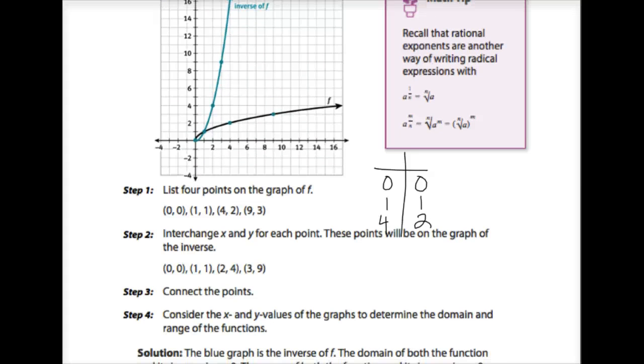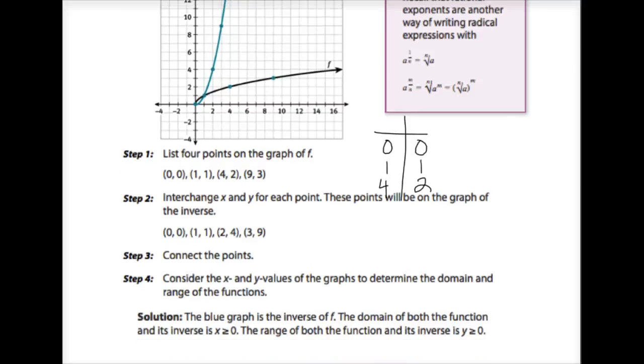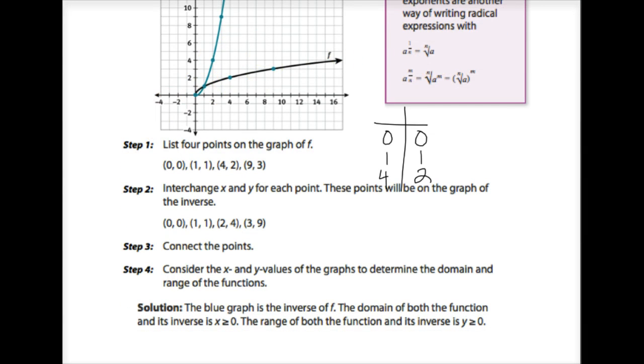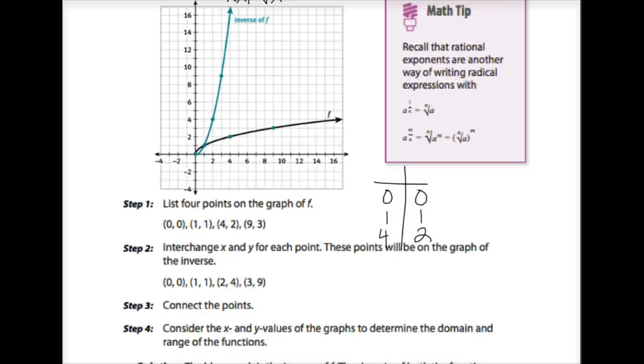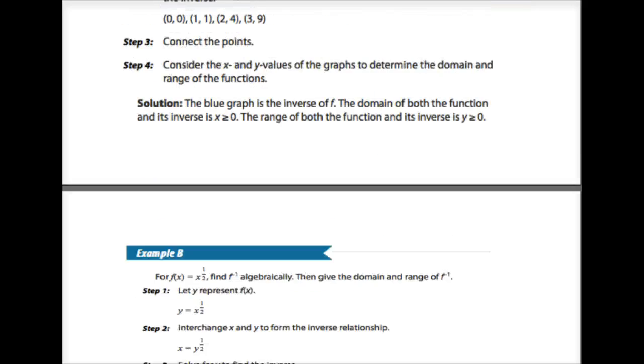It says, consider the x and y values of the graphs to determine the domain and range. So domain and range of the original we already did in lesson 25.1. So its domain and range are both from 0, including 0, to infinity. When we look at the inverse function, we look at the x's. X's also seem to be starting at 0 and getting bigger because they're going to the right. Y's start at 0 and get bigger, so those also are going to be 0 to infinity.